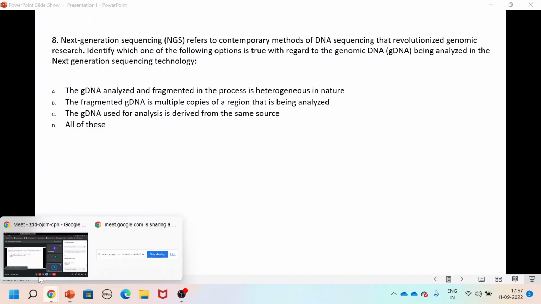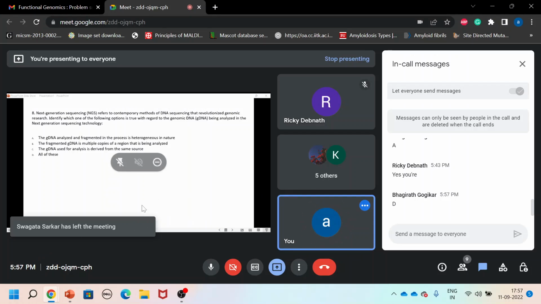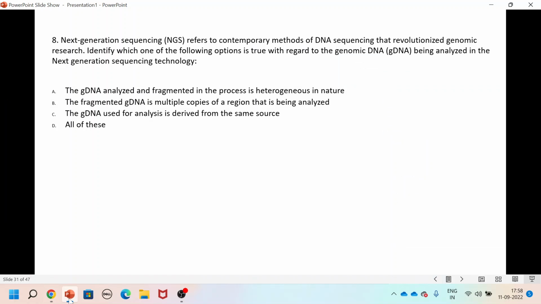So anyone who would like to answer this? Okay, option D. So yes, the correct answer is option number D. The genomic DNA, which we are trying to analyze in the next generation sequencing, is heterogeneous in nature, is fragmented. Then we form multiple clusters of that, and then we perform the sequencing and analysis.